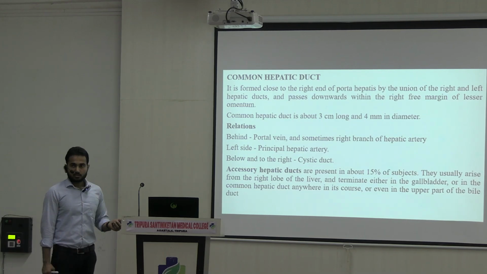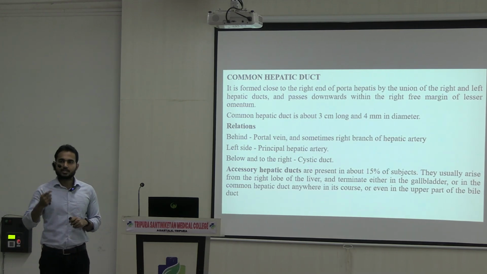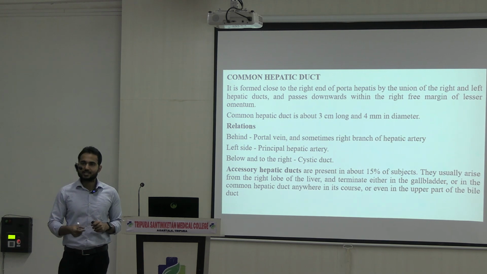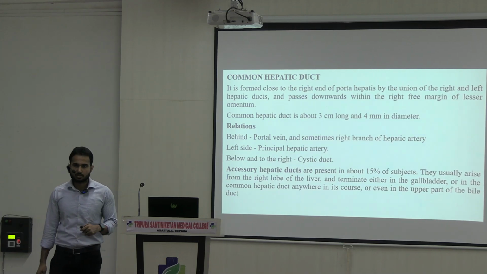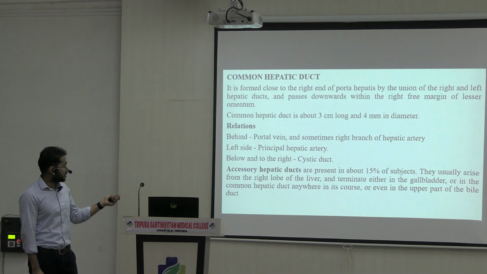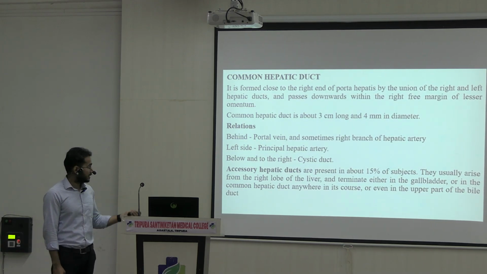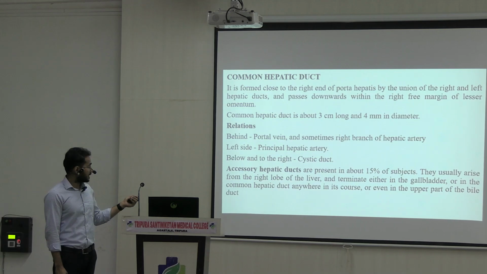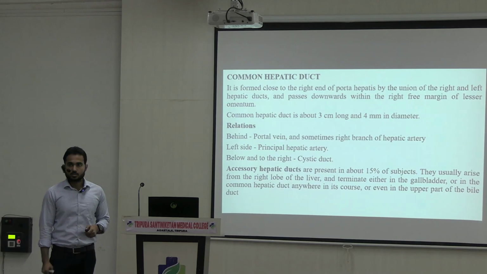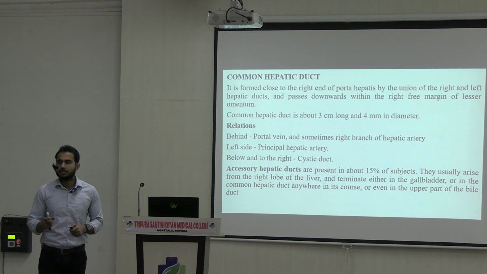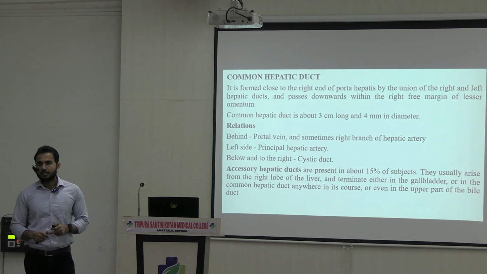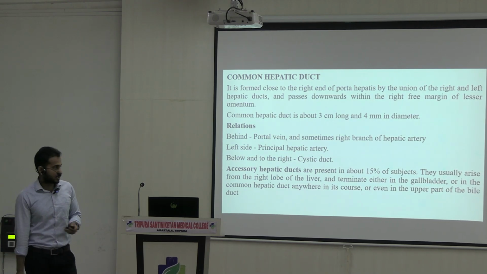Next, the relation. The relation is also important, because this is not the only structure which is descending. Other structures coming out from the porta hepatis also descend along with the common hepatic duct. Posteriorly there will be the portal vein, and sometimes the right branch of the hepatic artery; on the left side the main hepatic artery, and below the cystic duct. These are the structures accompanying the common hepatic duct when it is going downwards.